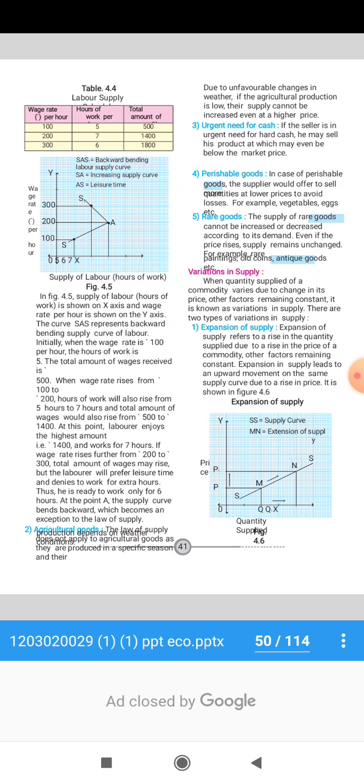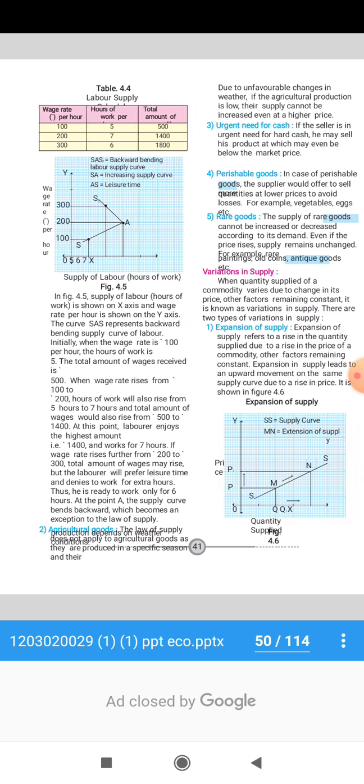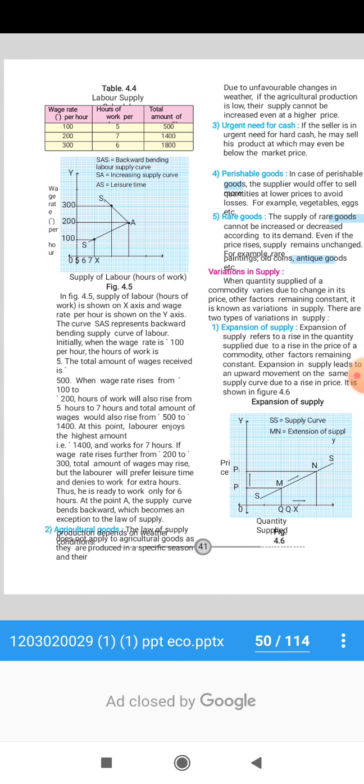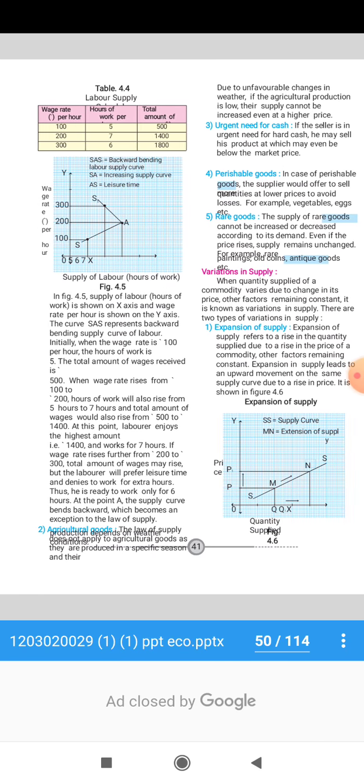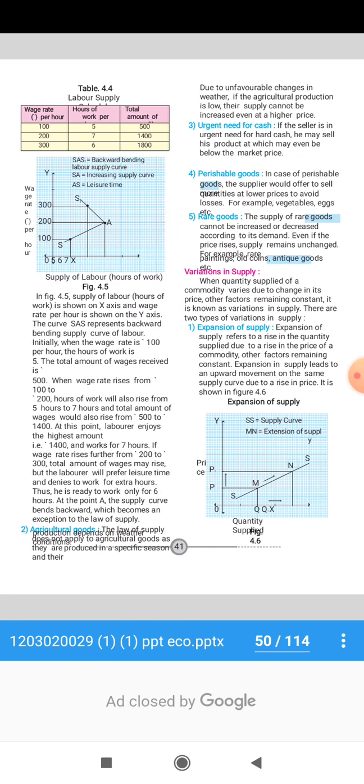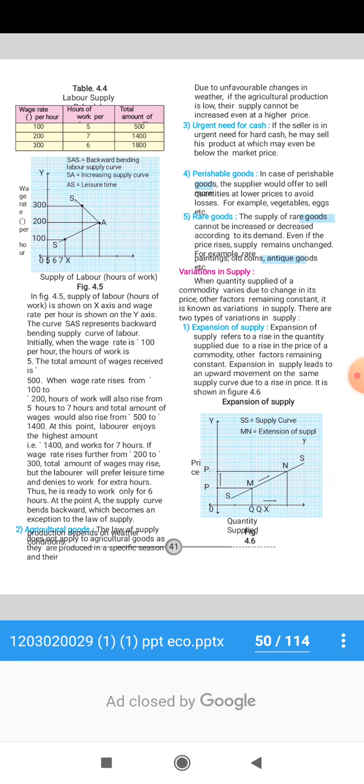But in a particular situation, even if there is a rise in the wage rates, working hours do not rise.